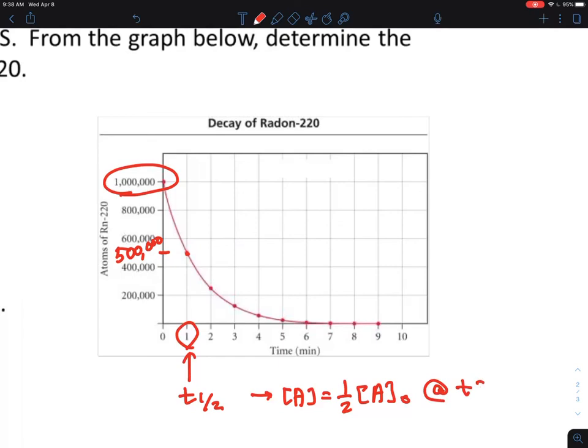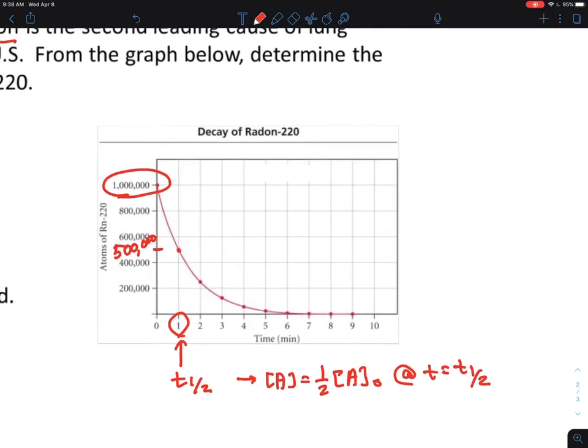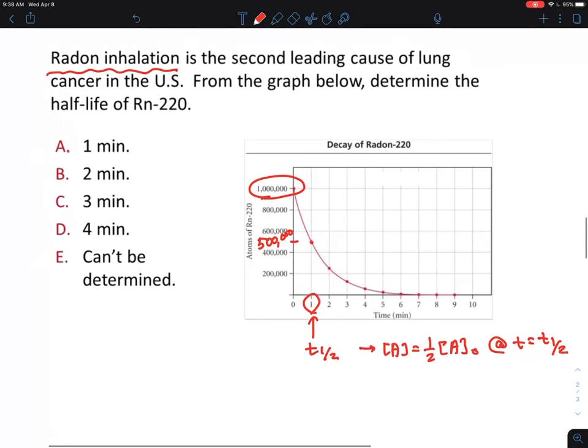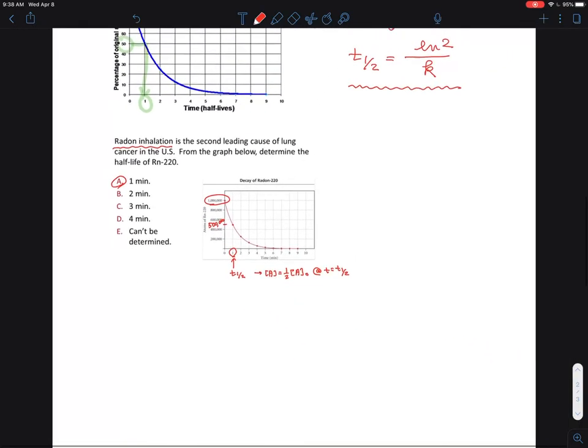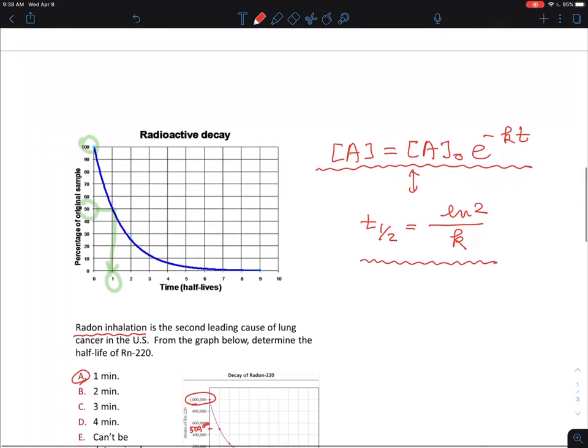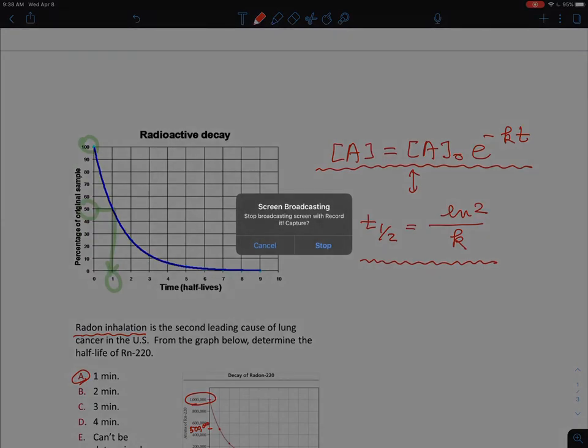At time is T half. So always remember that, and then you can solve many problems. It's a good starting point here. So the answer here is 1 minute. I think that's it for now for this crash course.